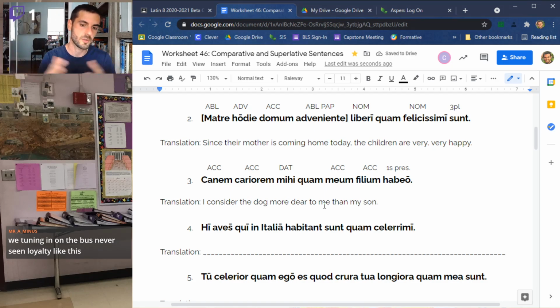Now, you could argue I have a dog that's more dear to me than my son. I am holding a dog that is more dear to me than my son. Those would work just fine because we're not in context here. So I consider the dog more dear to me. I have a dog that's more dear to me. I'm holding a dog. All of those would be good.